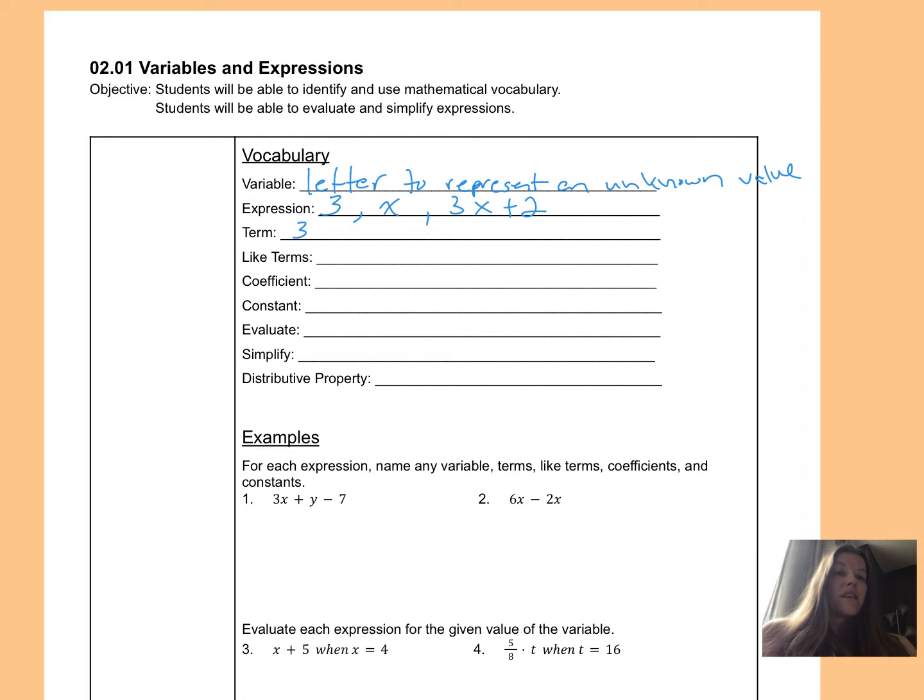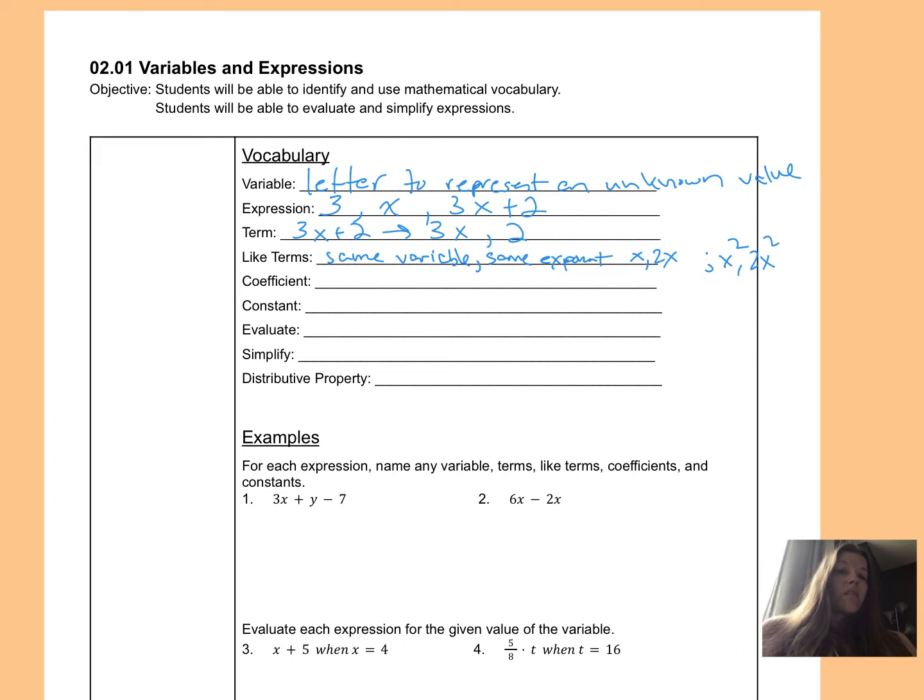And then in terms, let's take that same expression, 3x plus 2. The terms would be 3x and 2. Anything separated by a plus or minus sign is a term. Like terms then have the same variable and same exponent. So an x with a 2x would be like terms, or an x squared with a 2x squared would be like terms. But we cannot mix those together. An x would not be a like term with an x squared.